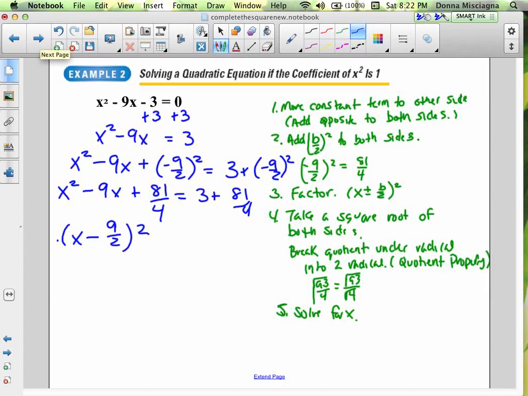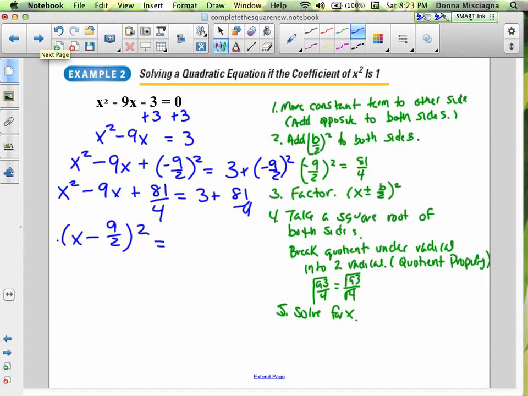Did that on the other page. I hope that you now have the idea that x minus 9 halves squared is just x minus 9 halves times x minus 9 halves. Equals, I need a common denominator so I can add those together. All right, so the denominator is 4. Right, that looks like a squiggle, but it's a 4.